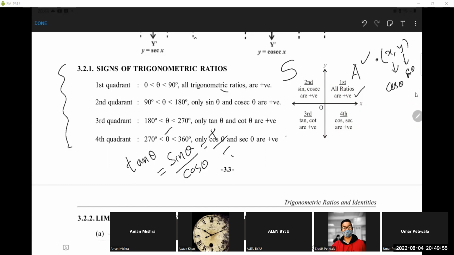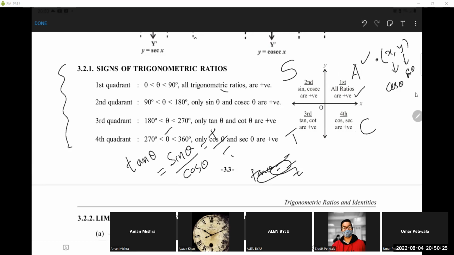Third quadrant, tan is positive. Why? Cos is negative and sin is negative. Therefore, tan is negative divided by negative, so it will be positive. So tan theta and cot theta are positive in the third quadrant. And in the fourth quadrant, which one will be positive? Cos is positive. Therefore, its reciprocal, sec, will also be positive. The remaining will all be negative.